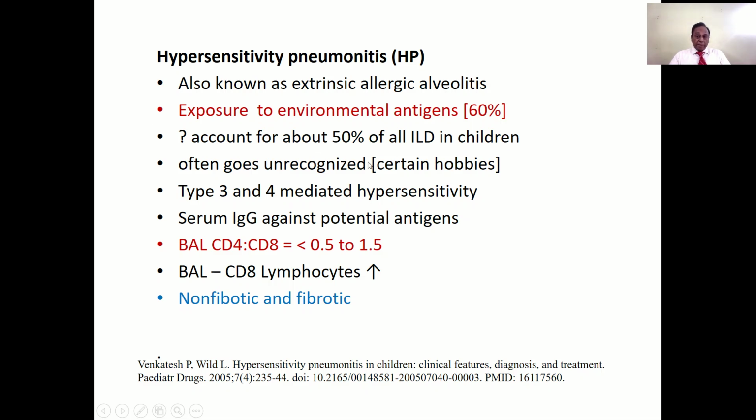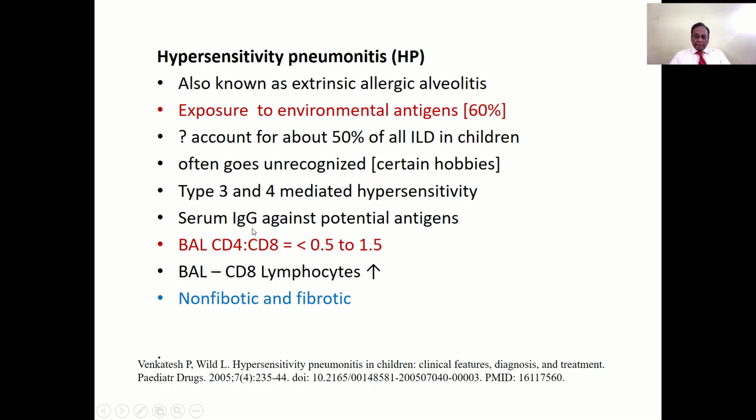The most important thing in children is the hobbies, like what our child may get exposed to, parakeets or birds or parrots. The droppings of these birds they get exposed to, and they go on to hypersensitivity pneumonitis. Unlike asthma, where type 1 hypersensitivity plays a very important role, in hypersensitivity pneumonitis type 3 and type 4 hypersensitivity play a large role.